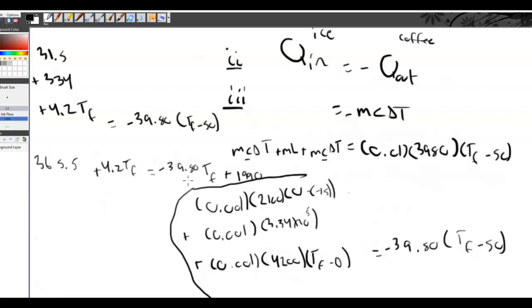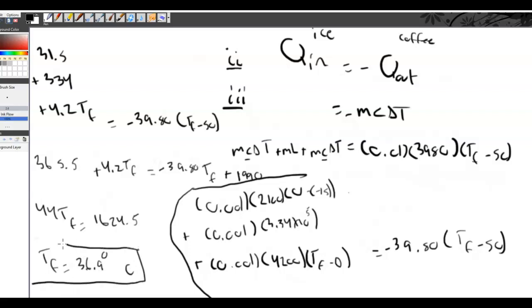I can easily do that. That's basic algebra. I move this 39.8 TF to the left. I subtract the 365.5 on the other side. If you do that, you should get, let's see, 4.2 plus 39.8 is 44 TF is equal to 1624.5, and so TF is equal to 36.9 degrees Celsius. And this is the final problem on this slide.